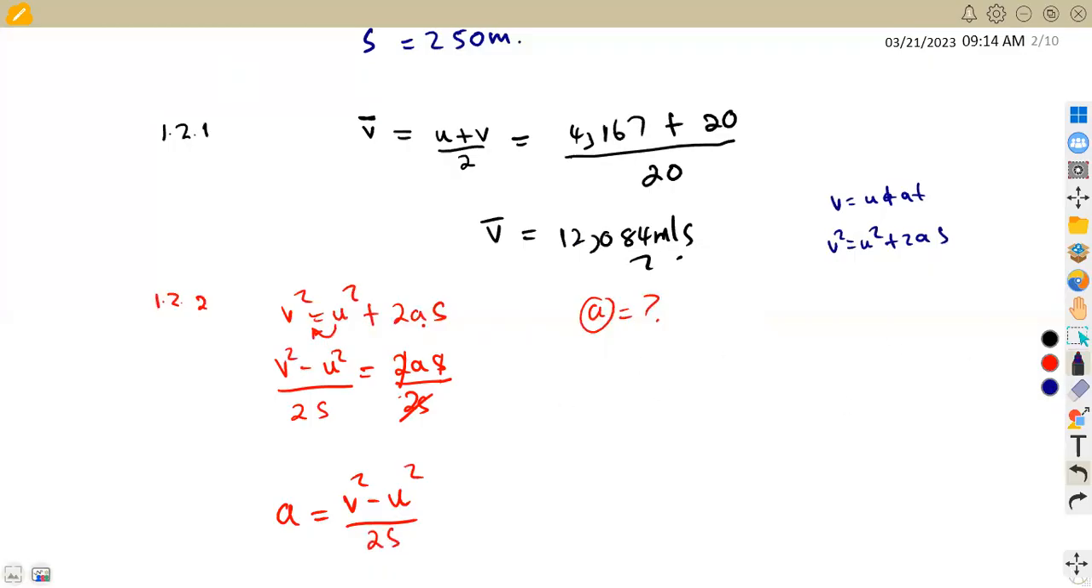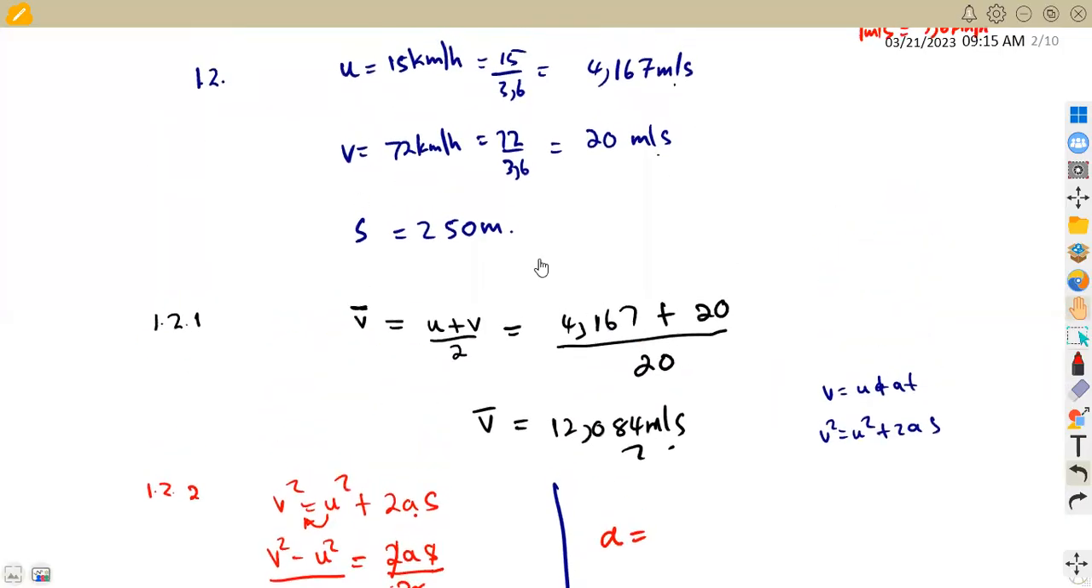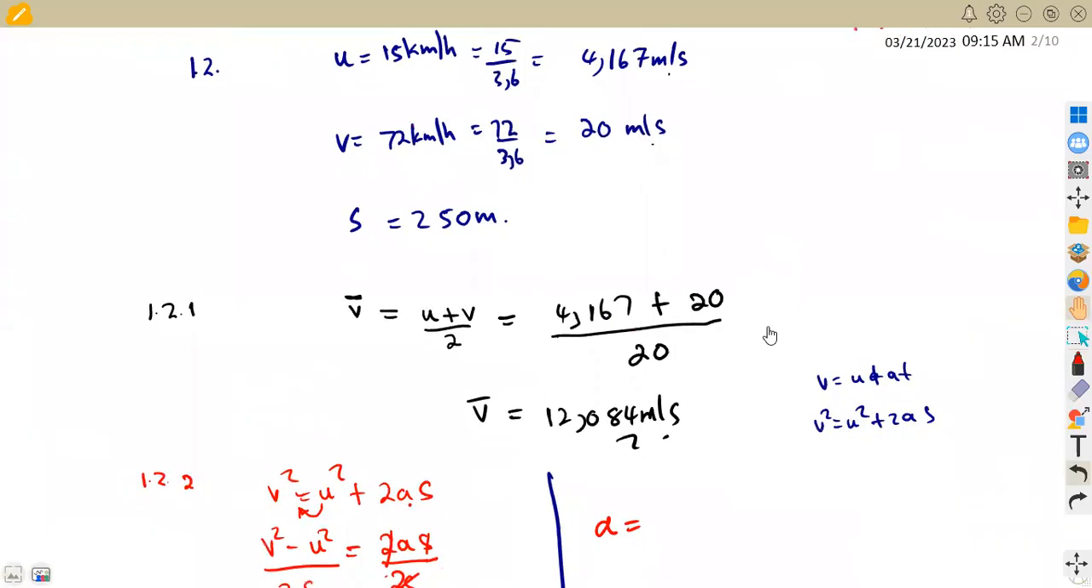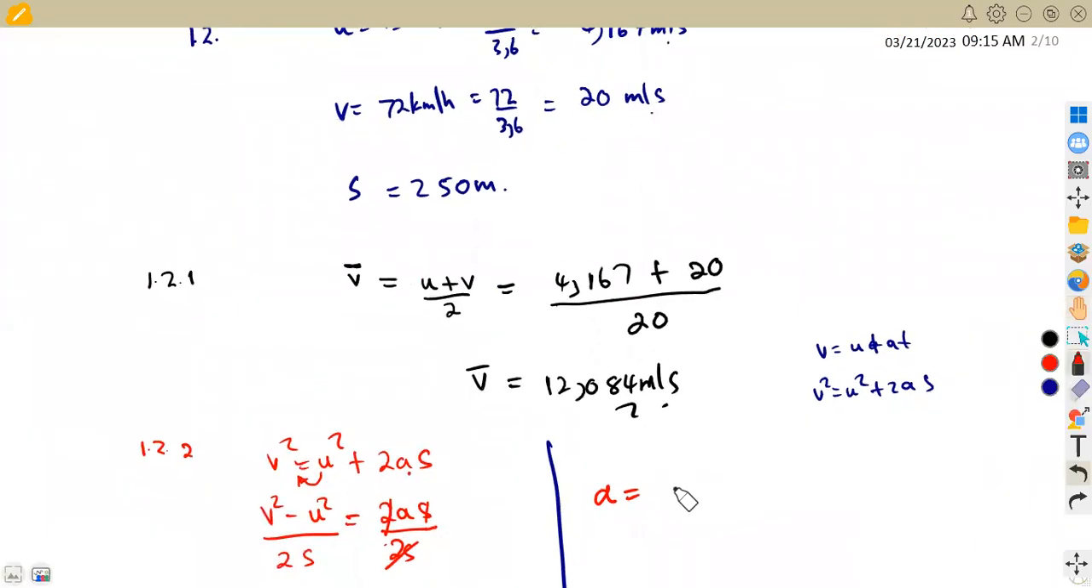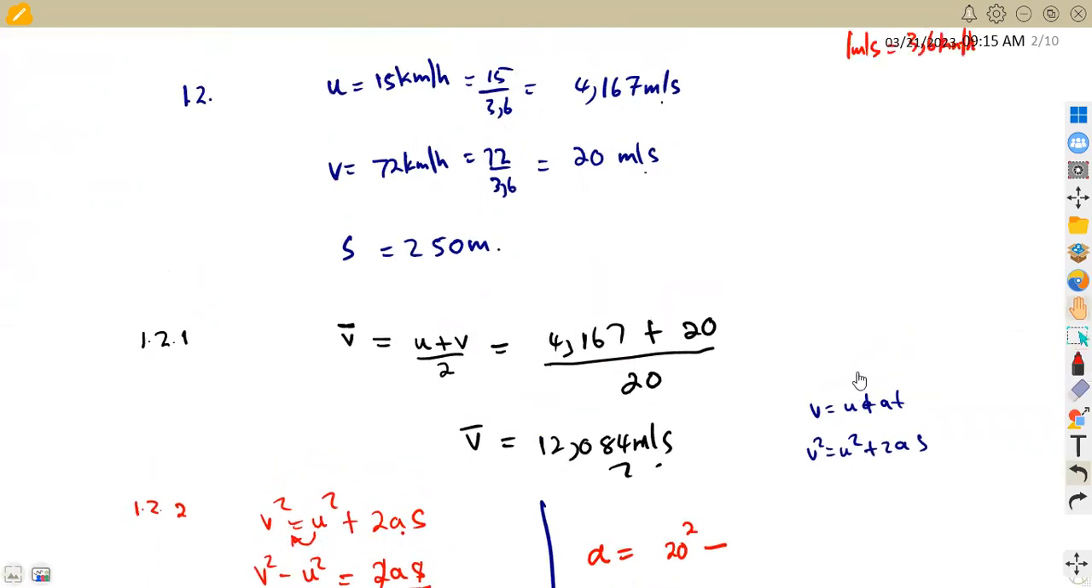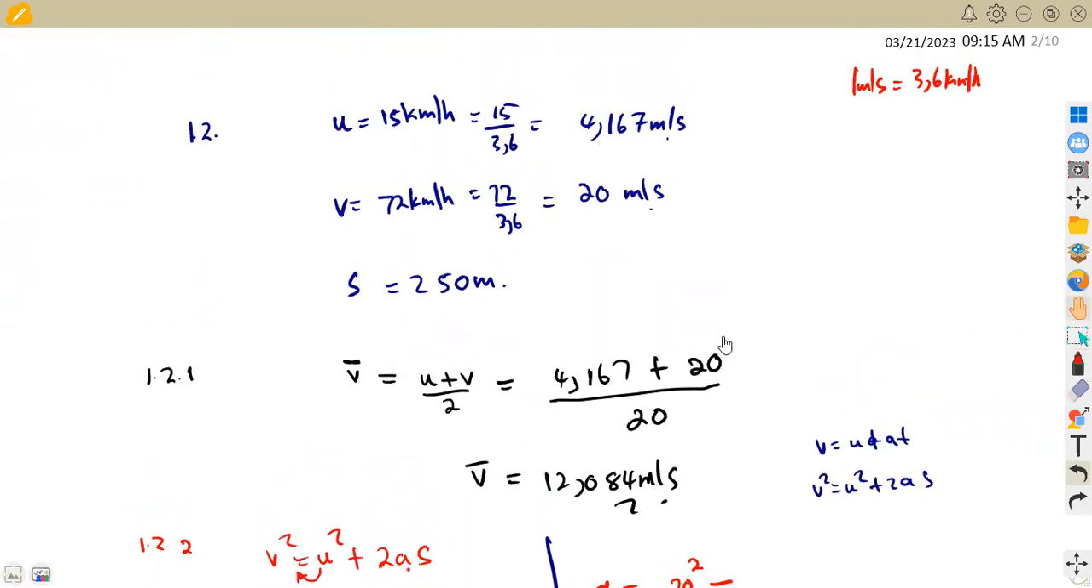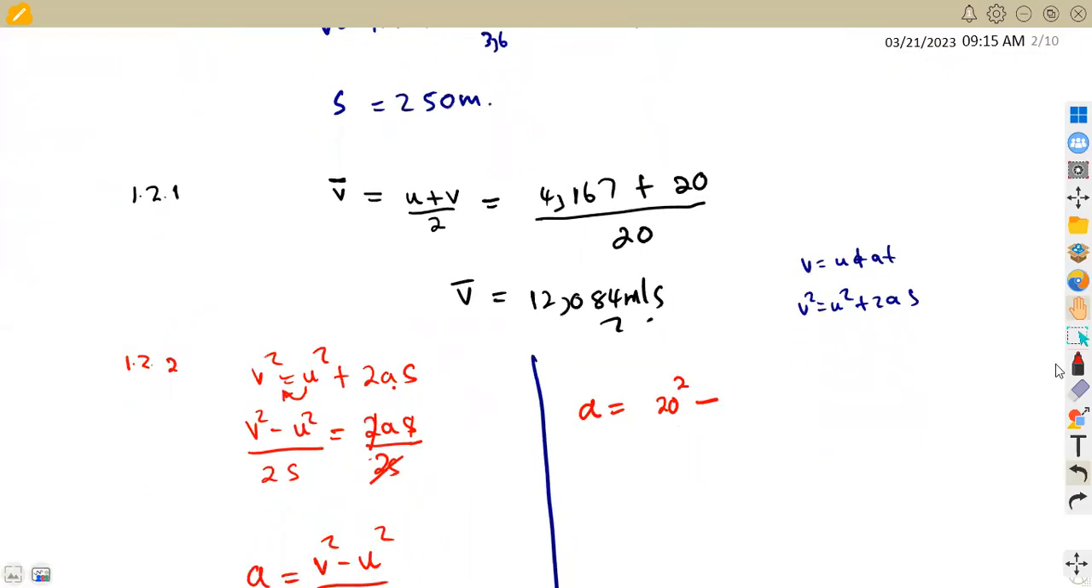If this is the expression representing the value of A, we are going to substitute our information. A is equal to V, in meters per second, our V is 20 meters per second. So this is going to be 20 squared minus U squared, which is our initial velocity of 4.167, so we are going to have 4.167 squared.